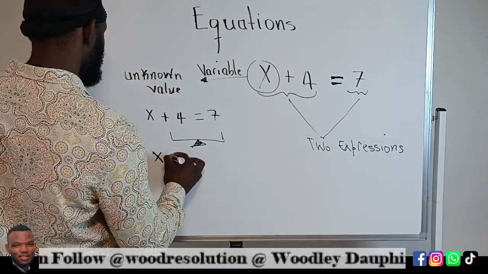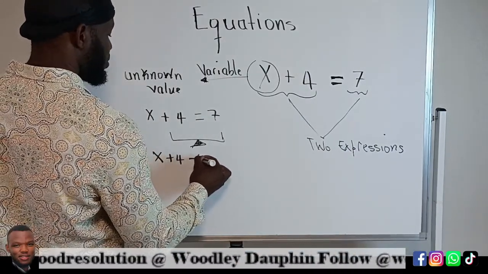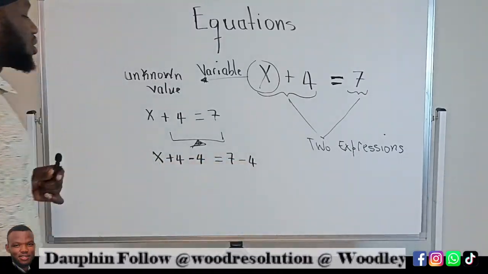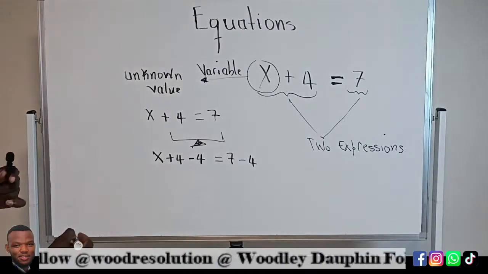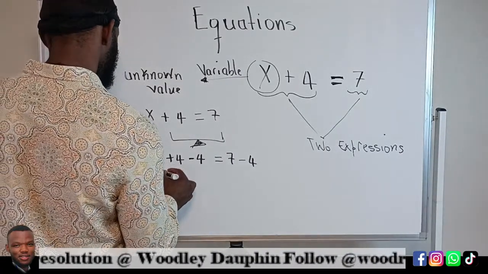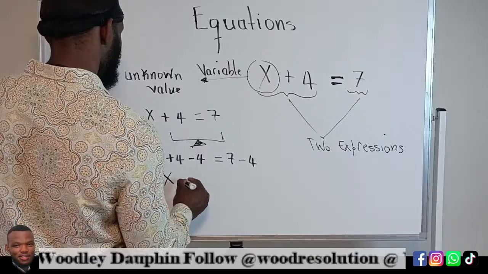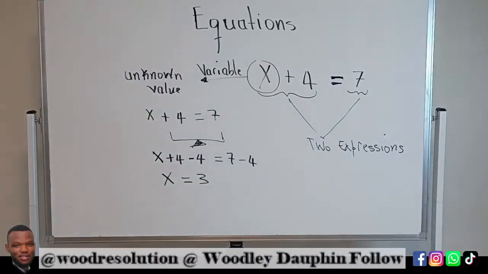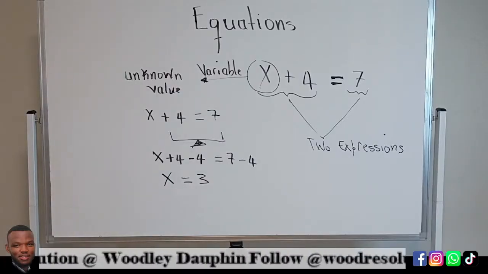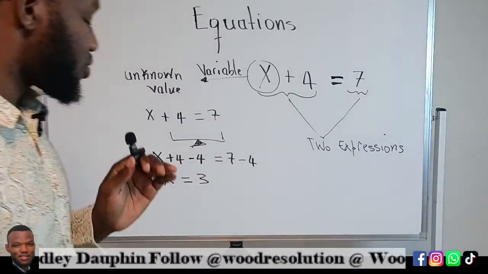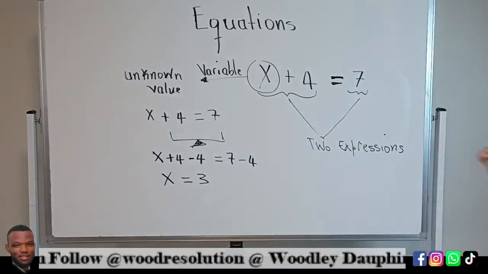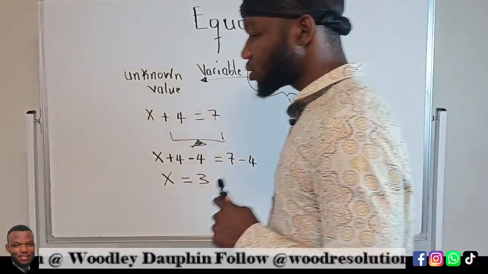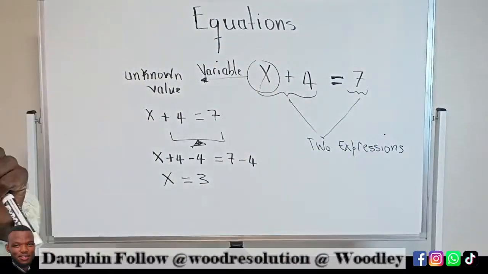We got x plus 4 minus 4. We subtract from both sides. We got 7 minus 4. This is gonna still be balanced since we do the same operation to both sides. Right now we got x equals 3. So you see, this is balanced and we got a value for x. So the value for x over here is x equals 3.